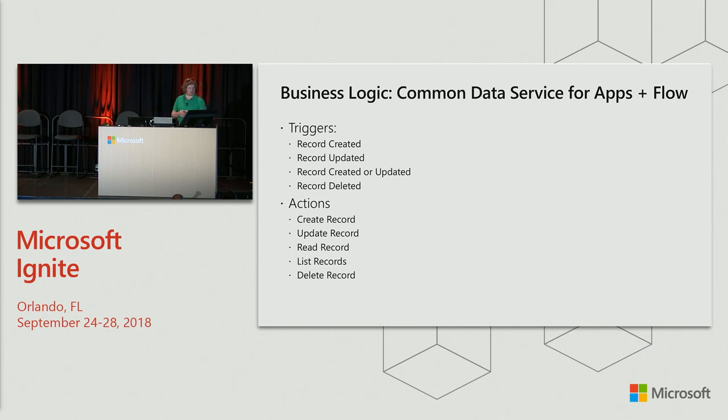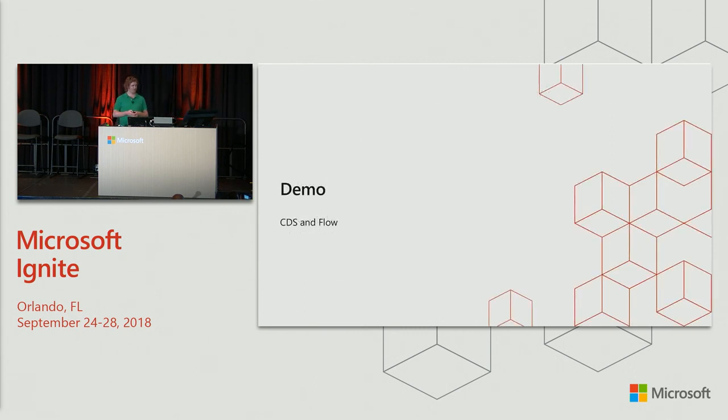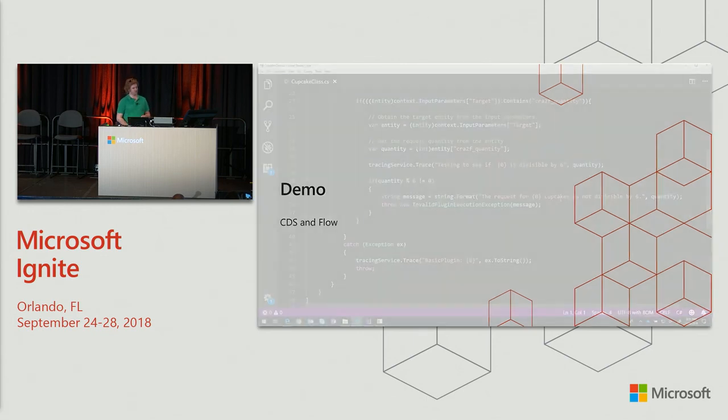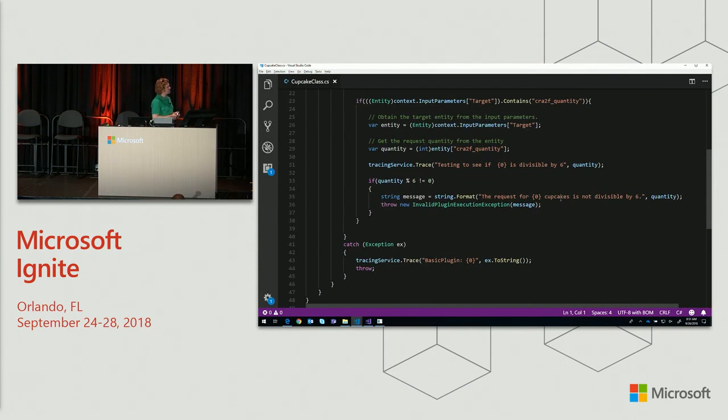And then, of course, it can take actions against Dynamics or CDS as well. And so, we have the following triggers: create, update, create or update, deleted, as well as custom actions, I believe. And then we can take the following actions, which are create, update, read, list, or delete records. And so I wanted to show you a few examples of how we could use this in our cupcake application.